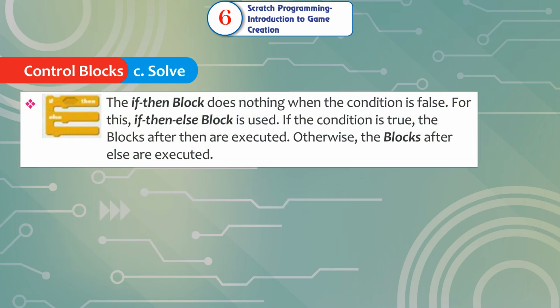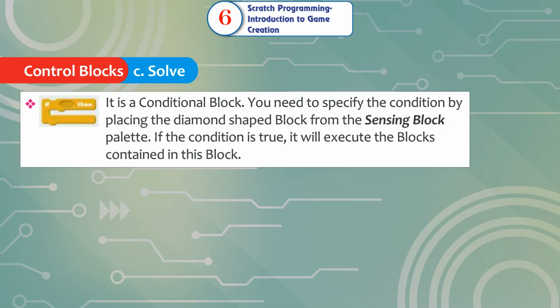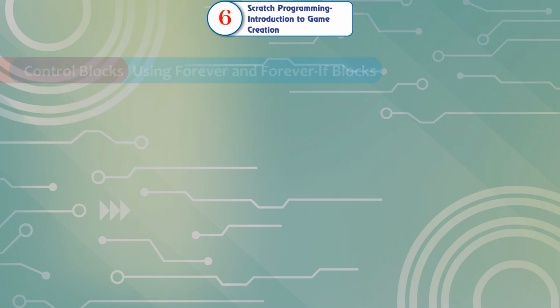The if-then block does nothing when the condition is false. For this, if-then-else block is used. If the condition is true, the blocks after then are executed. Otherwise, the blocks after else are executed. It is again a looping block in which the set of blocks are executed until the condition is satisfied. It is a conditional block. You need to specify the condition by placing the diamond-shaped block from the sensing block palette. If the condition is true, it will execute the blocks contained in this block. Using forever and forever if blocks.